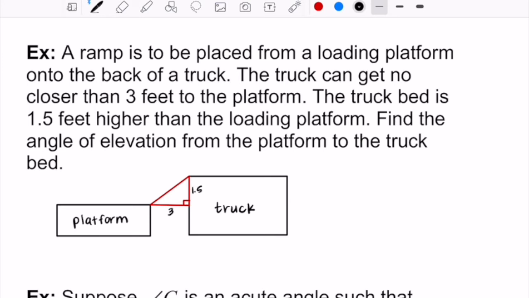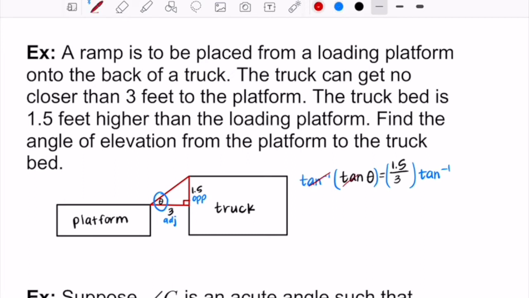And I'm trying to solve for the angle of elevation from the platform to the truck. So I'm trying to solve for the angle that I just labeled theta here in the picture. Circle my reference angle. The 1.5 is opposite, the 3 is adjacent, and so that's how I decide that for this one I'm going to be using tangent. And so the tangent of that unknown angle is equal to 1.5, the opposite side, divided by 3, the adjacent side. I'm trying to solve for the measure of the angle, so I'll use tan inverse on both sides.